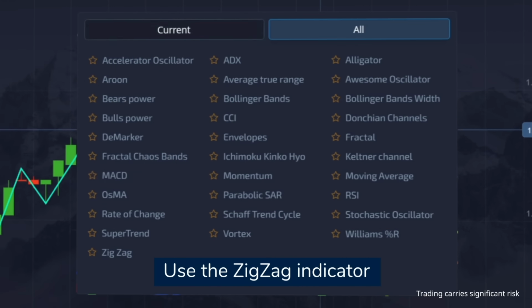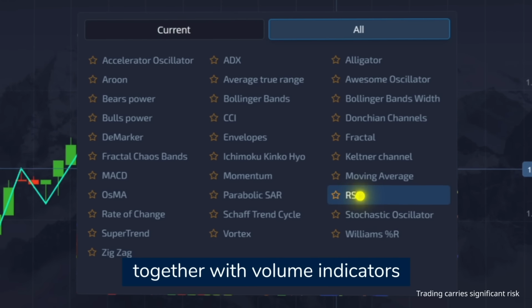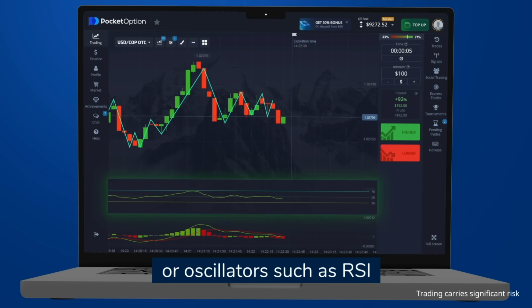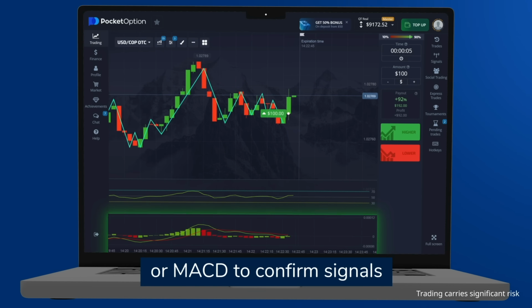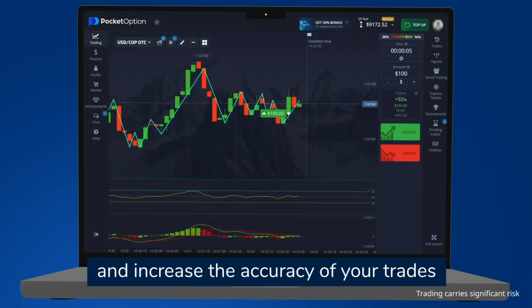Use the ZigZag indicator together with volume indicators or oscillators such as RSI or MACD to confirm signals and increase the accuracy of your trades.